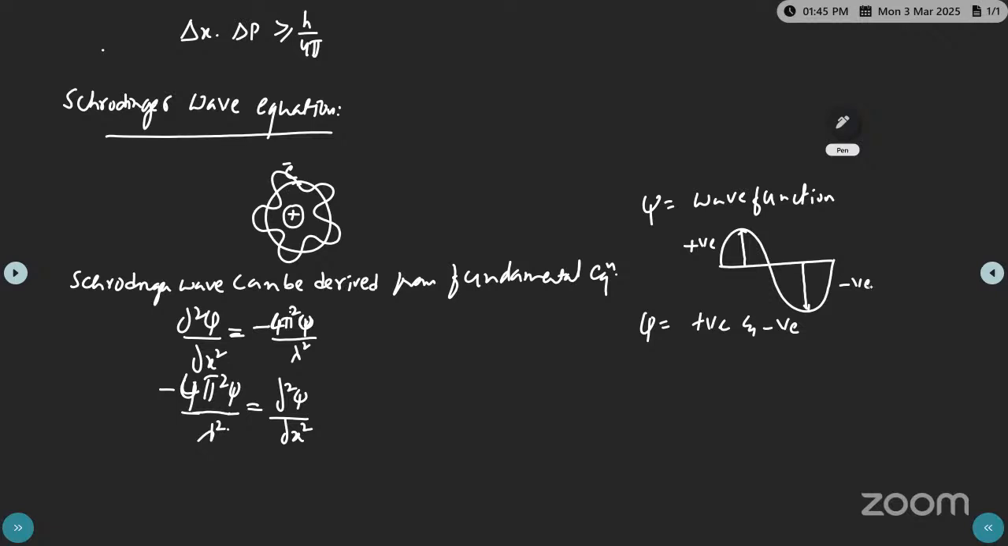And what about psi square? Psi square is the probability density. Probability density determines the probability of finding the electron maximum around the nucleus. So psi square is the probability density, and it determines the probability of finding the electron.